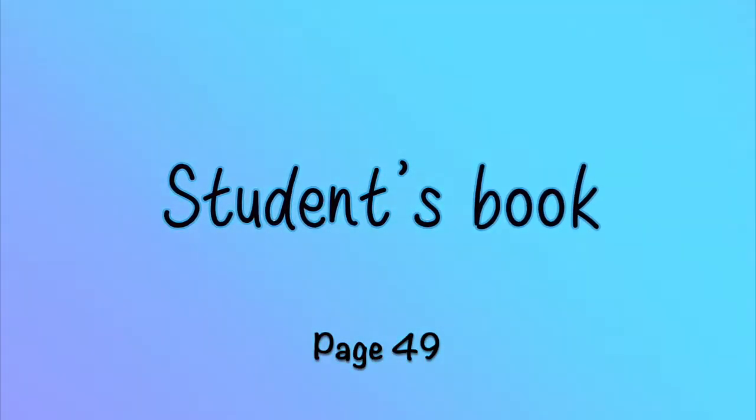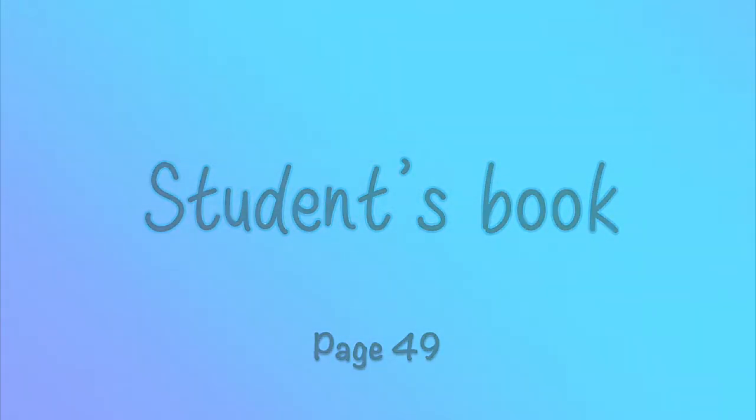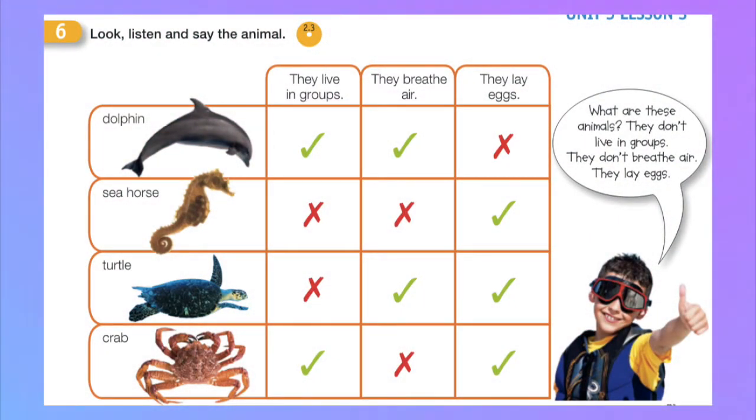Welcome to English lesson number 4. We are on student's book page 49, exercise 6. Look, listen and say the animal. So we have to write number 1, number 2, number 3 and number 4 as you listen.